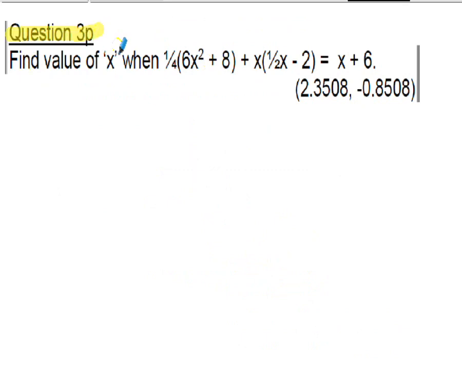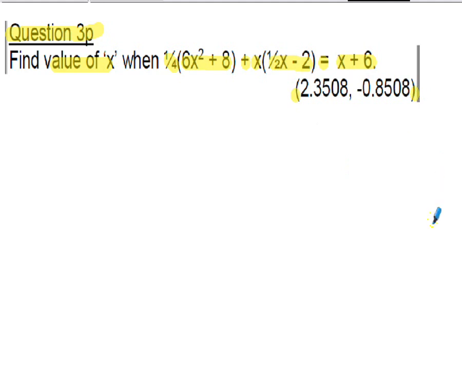Question 3p is a similar kind of exercise to question 2p, in that we've got to rearrange an equation into the form ax squared plus bx plus c quadratic form. It says find the value of x given that a quarter of 6x squared plus 8, plus x multiplied by a half x minus 2, is equal to x plus 6.